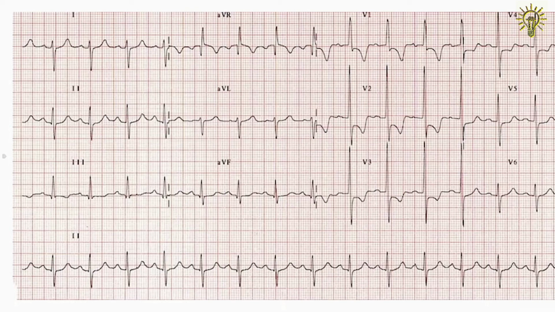So let's see axis deviation on this ECG, taking the two leads, lead 1 and lead AVF. There is a negative deflection on lead 1, meaning the vector is opposing the direction of lead 1, and there is a positive deflection on AVF. So a right axis deviation.